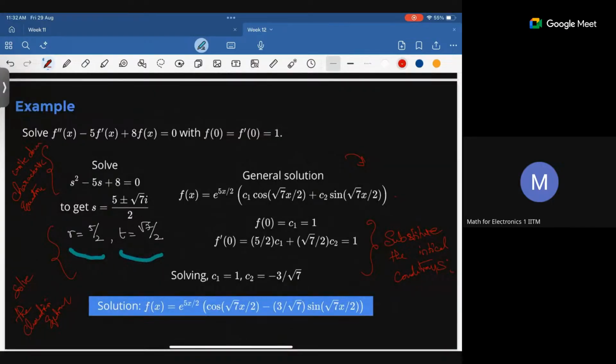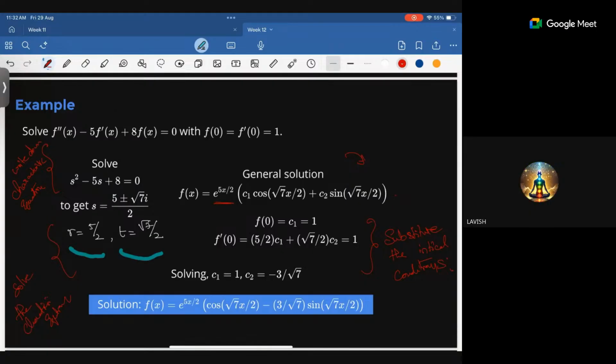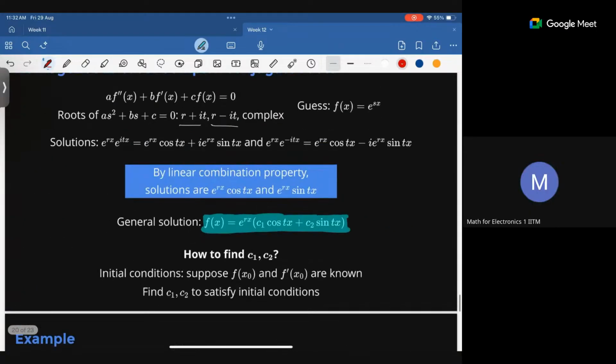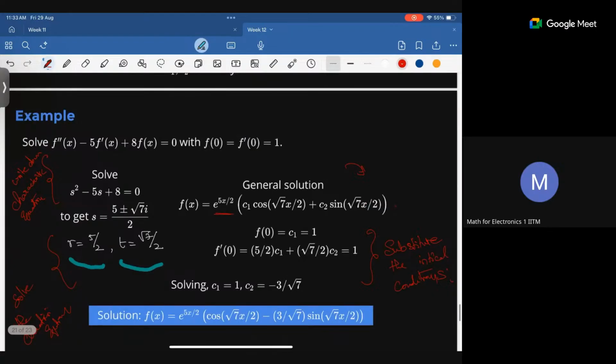Yes, Lavish. Sir, in the general solution, e to power 5x by 2, please explain this term. That is coming from here, e power rx. Because e power rx cos tx and e power rx sin tx both are solutions. When you take the linear combination of these two, e power rx is common in both, so you just pull it out. So that is what is written here.